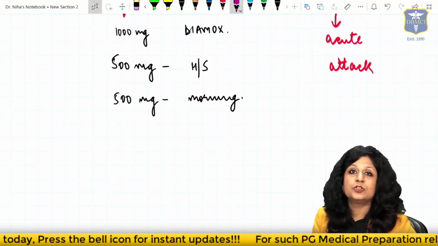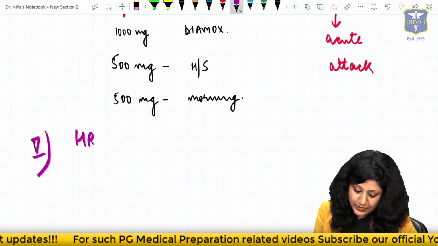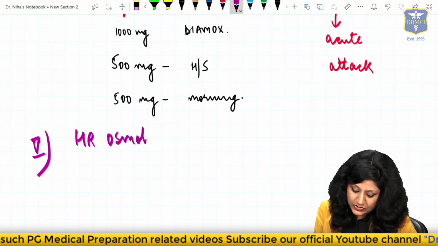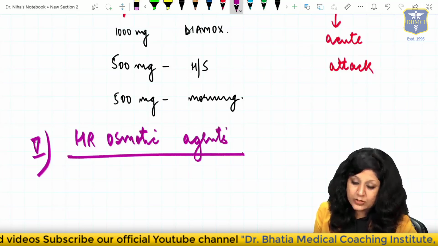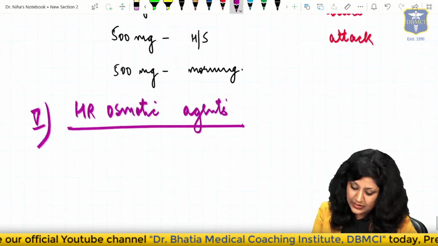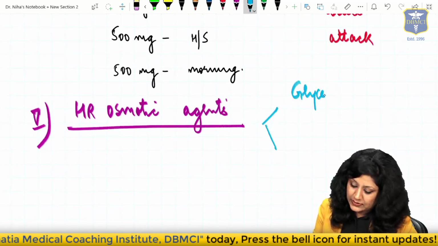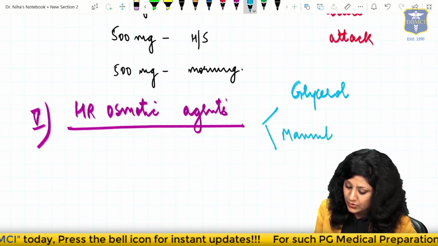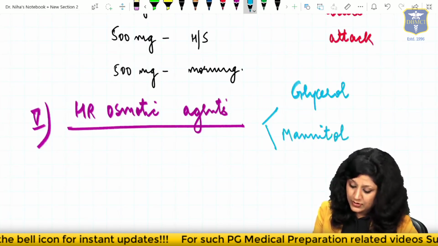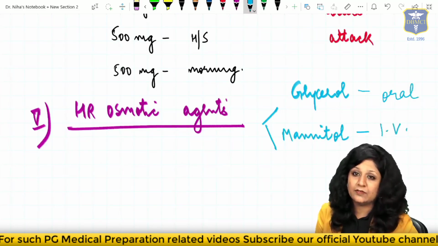Then coming to the next category, that is your fifth one. This is your hyperosmotic agents. Mainly we have two drugs here. One is glycerol, and another is mannitol. Glycerol is given by oral route while mannitol is given by the IV route.